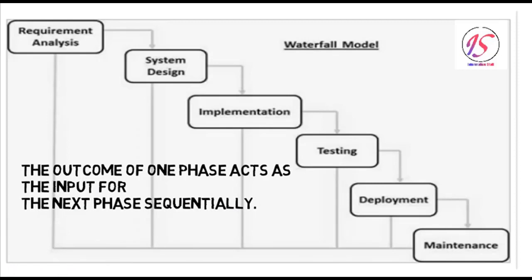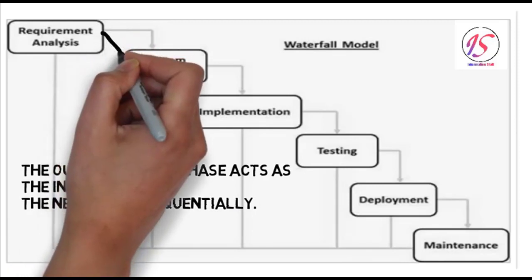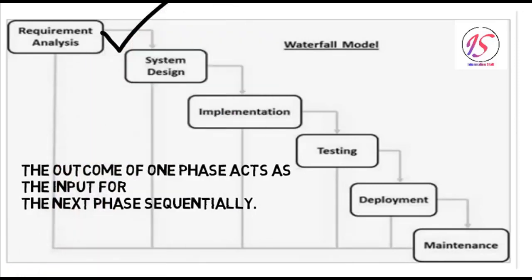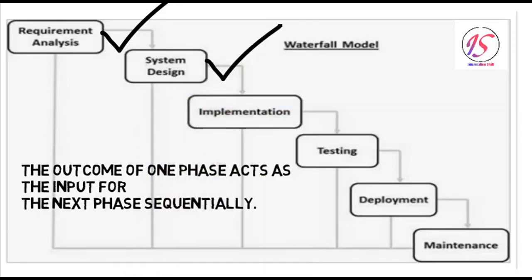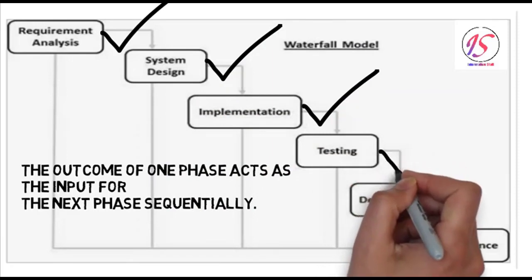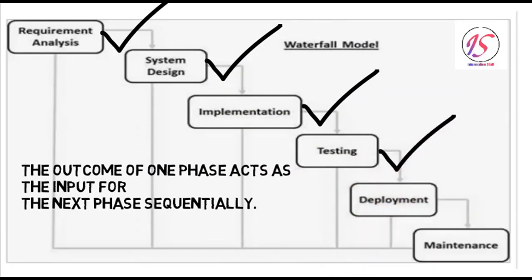The sequential phases in the waterfall model are requirement gathering and analysis, system design, implementation, integration and testing, deployment of system, and then maintenance. These phases are the same as we discussed earlier in our software development lifecycle video.